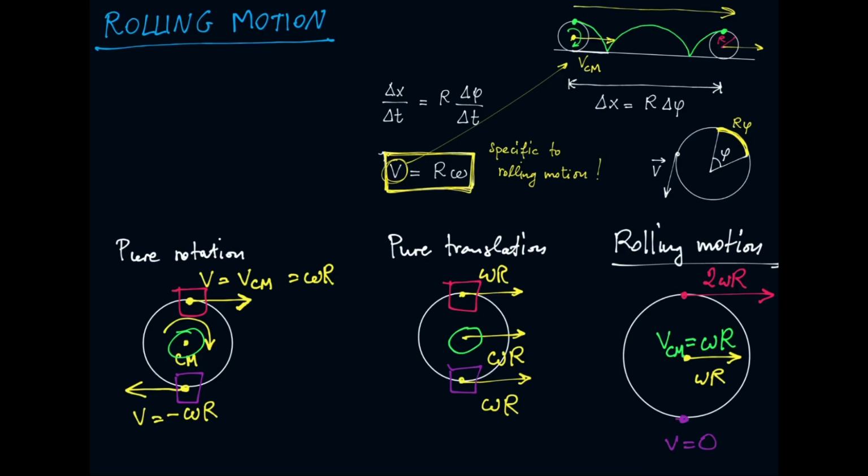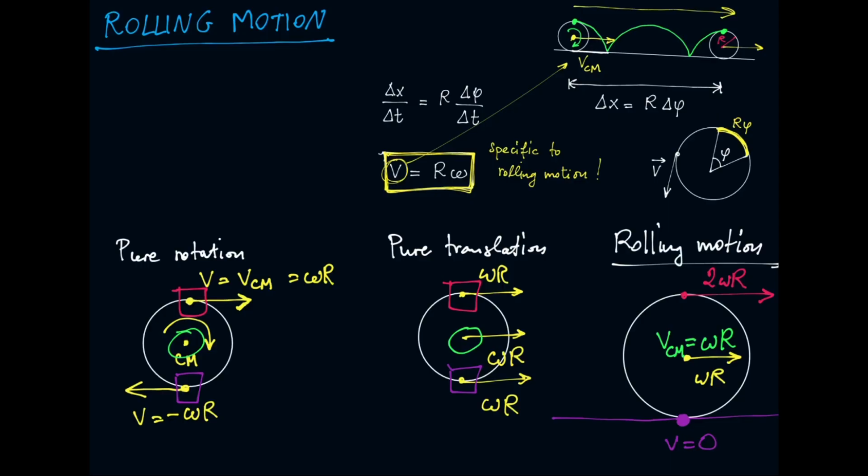So instantaneously, the point that is touching the ground is at rest. That is the precise definition of rolling motion. Because if this velocity wasn't 0, but either positive or negative, it means that that object is actually sliding on the road. There's a component of sliding or skidding and not a perfect rolling.